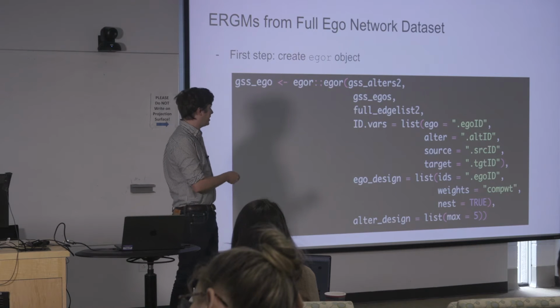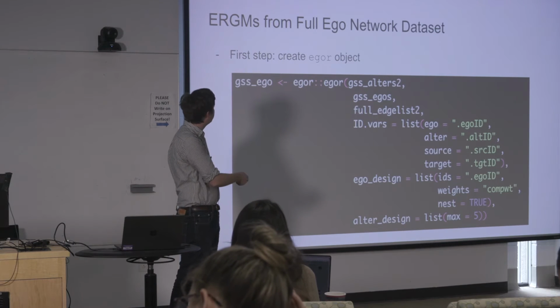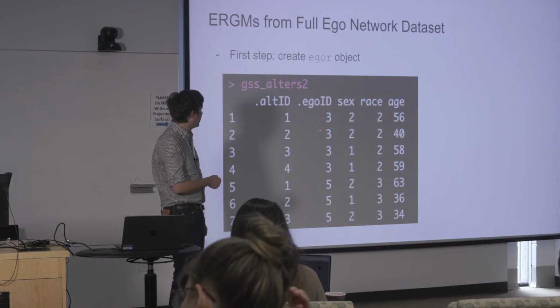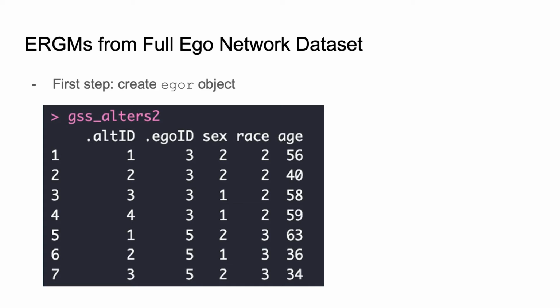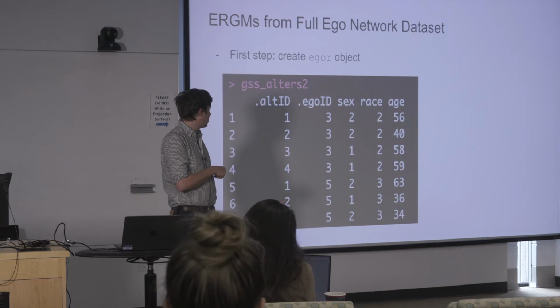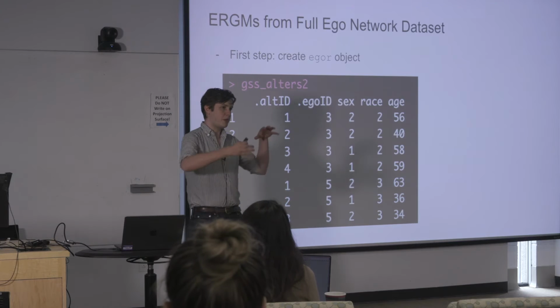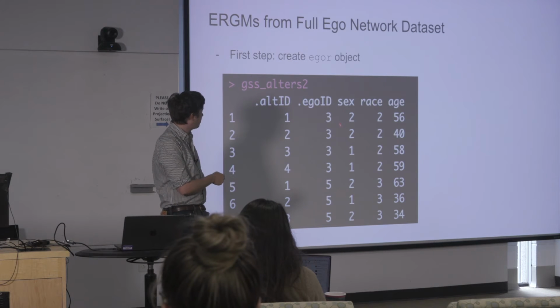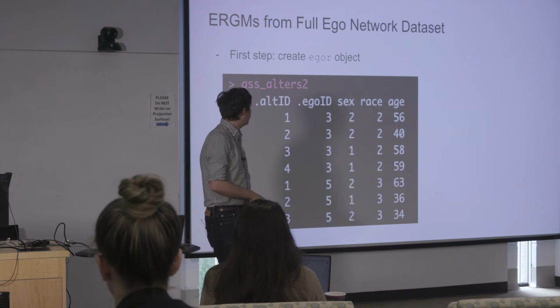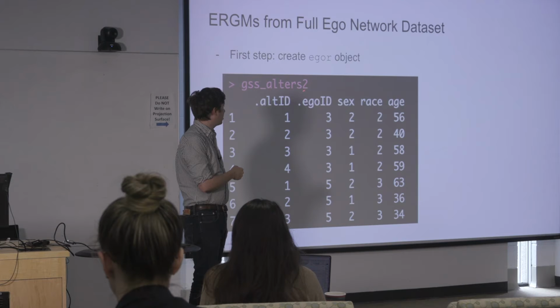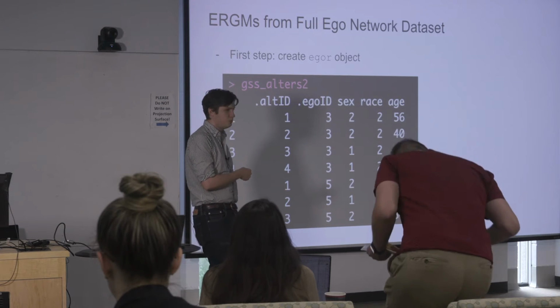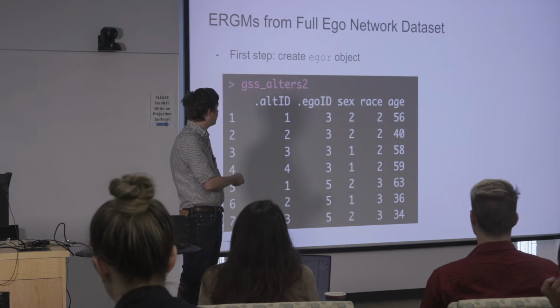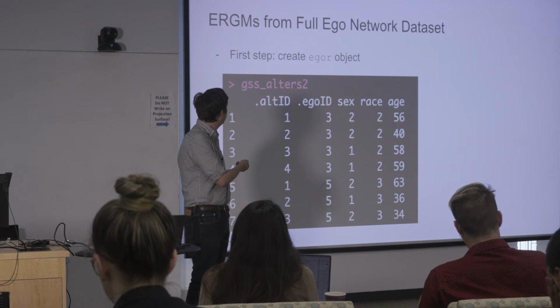Just real quickly, going into each of these objects. So here we're looking at alters. Again, this is your alter level information. So your first column is going to be the ID number. ID numbers are organized within participants, within respondents, and then what their ties are. So we see here that for ego 3, we have 1, 2, 3, 4. Then for ego 5, it refers back to 1, 2, 3, et cetera. But you're going to want your alter ID, and then you're going to want to index it by who nominated that particular alter, and then you have their information at the node level.